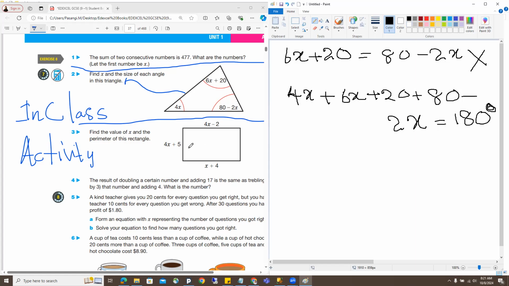What is the value for x? Miss, should we take it 6x plus 20 equals 180? Why is that? So here we have all 4x together?